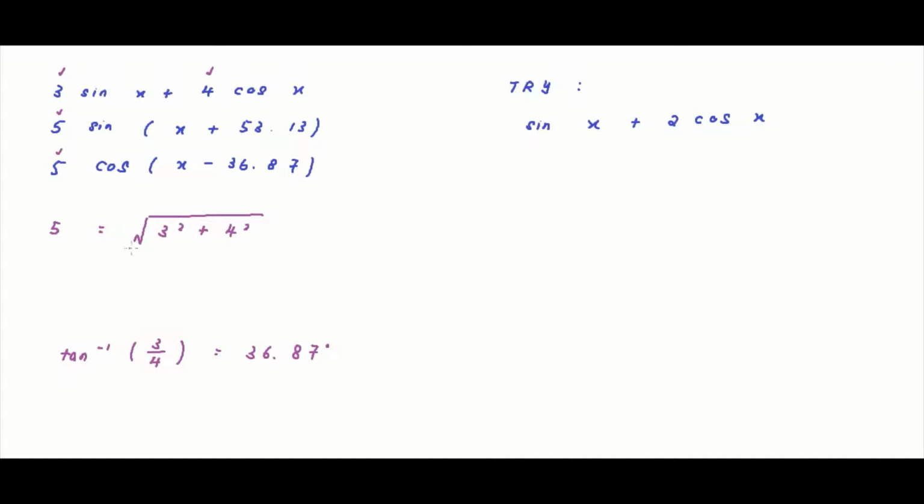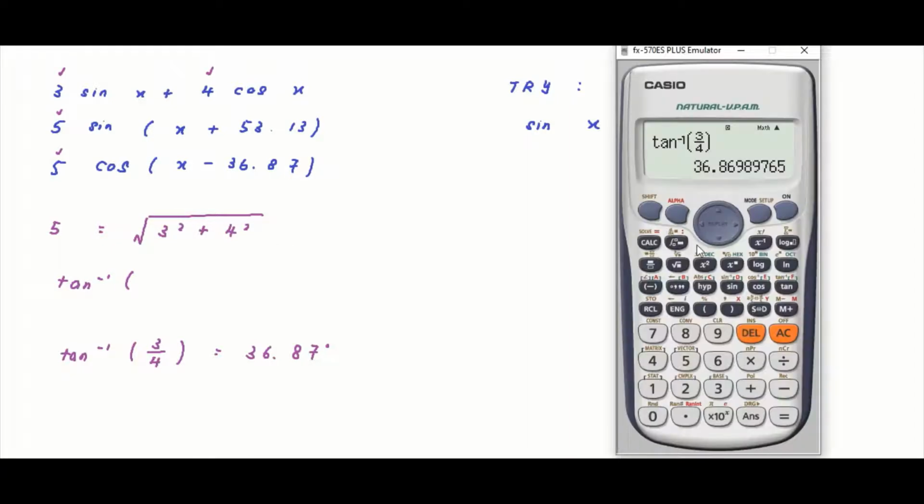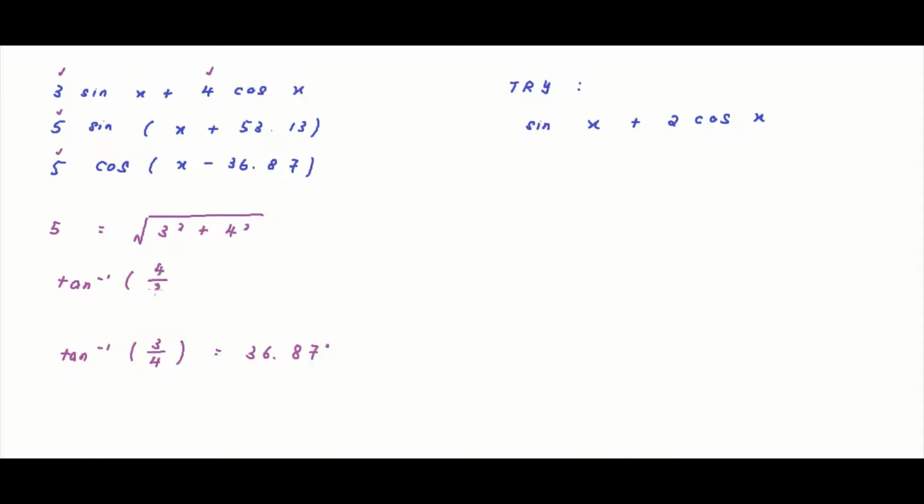So same thing. Now let us try to do it upside down. So instead of putting it like 3 over 4, I'm going to put it 4 over 3. So I will get another number that you put inside. So yeah, like 4 over 3, then I'll get 53.13.